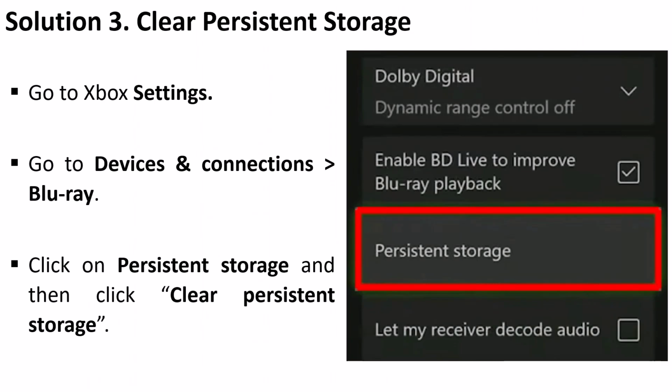Solution 3 is to clear persistent storage. So go to Xbox settings, go to devices and connections, Blu-ray, click on persistent storage and then click on clear persistent storage. Now if you don't see this feature in your Xbox console, then you can skip this solution.